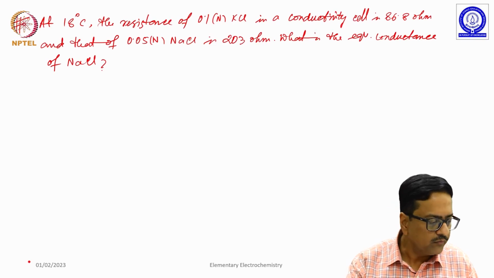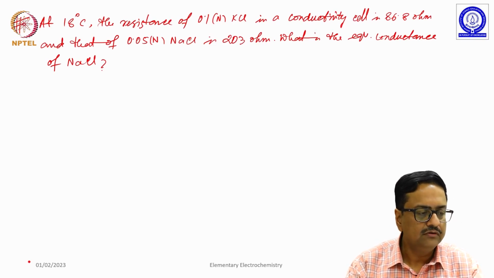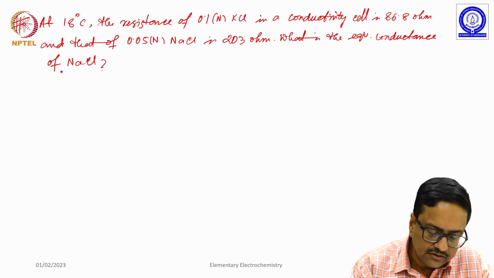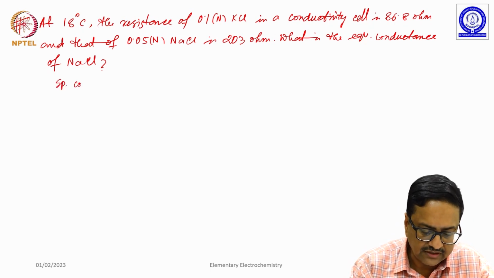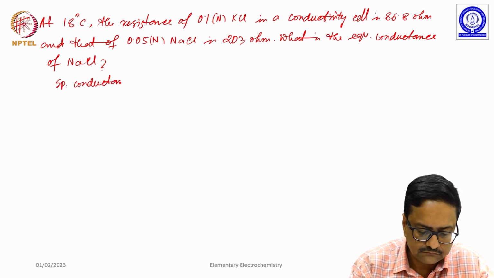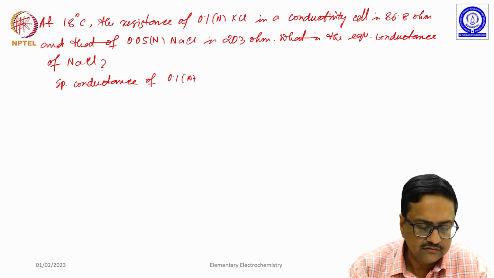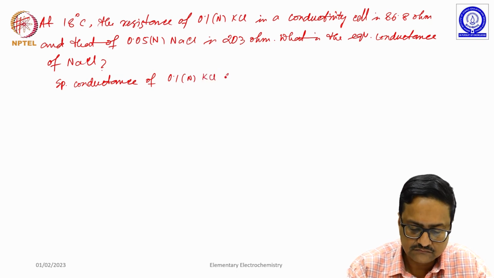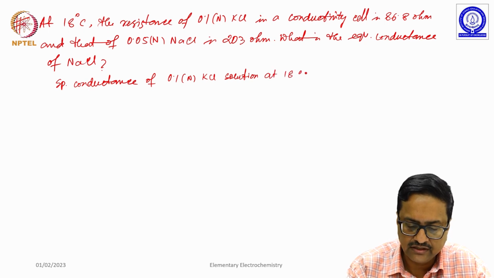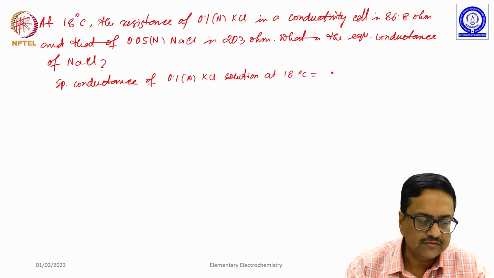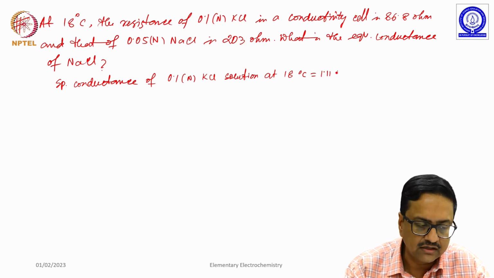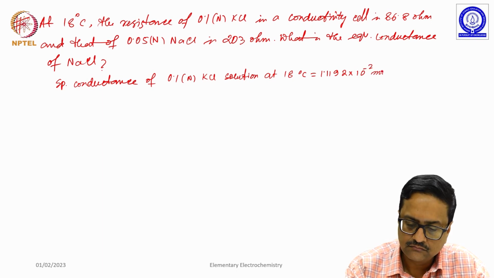So as I said, we need the value of the specific conductance of 0.1 normal KCl solution at 18 degrees centigrade, which we can take from the table as 1.1192 into 10 to the power minus 2 mho centimeter inverse.